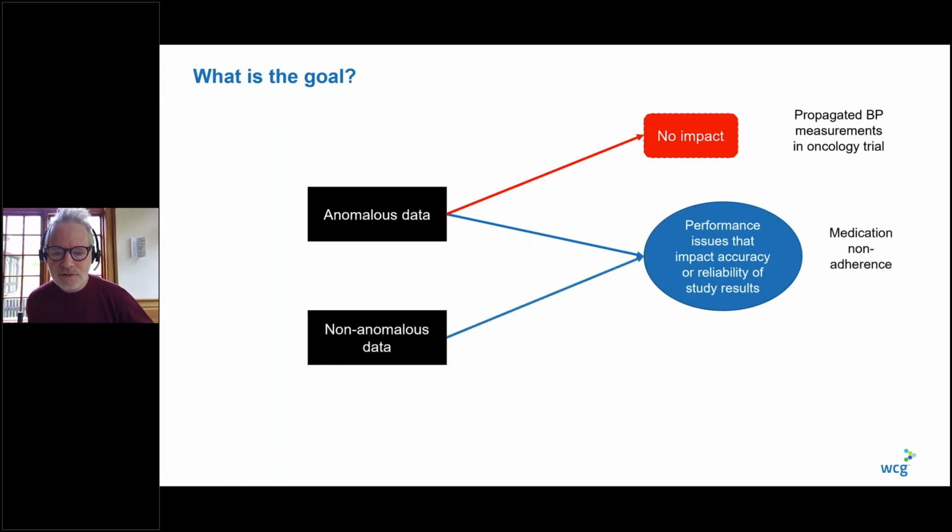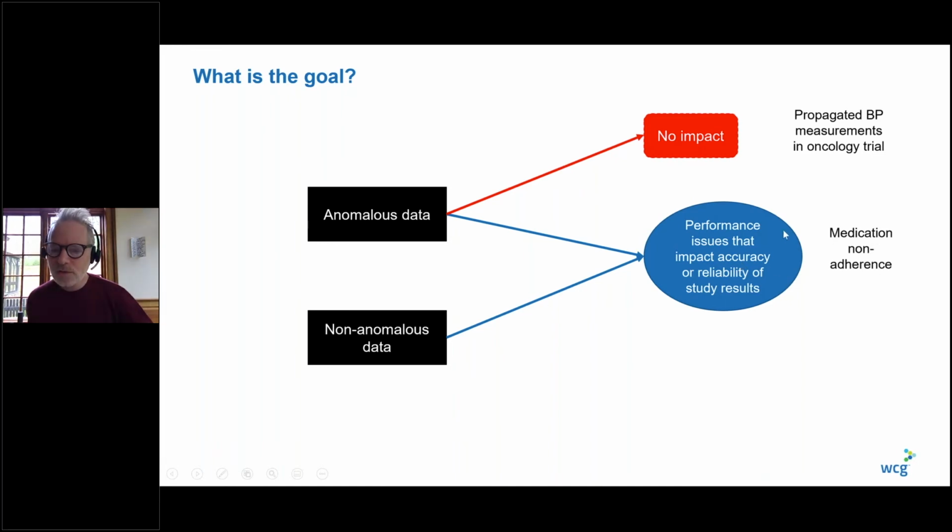Conversely, if that's the right word, there are often performance issues that can be measured and detected that are not anomalous. A good example of that is medication non-adherence. Medication non-adherence is normative in clinical trials. In chronic pain studies, the percentage of patients that are non-adherent to their medication is 45%. Those drugs don't work in patients that don't take them.